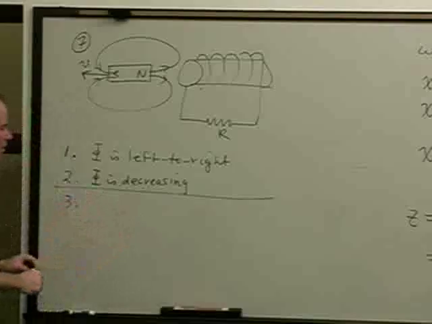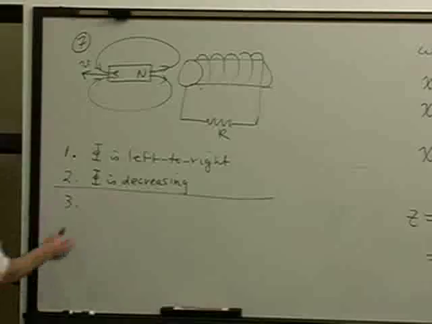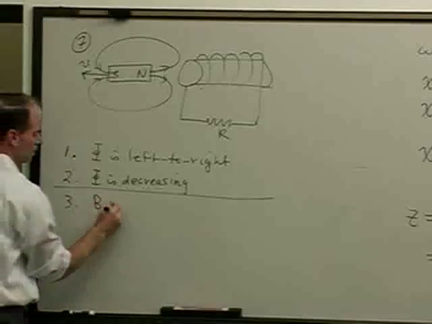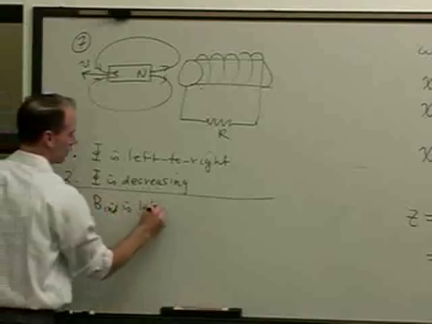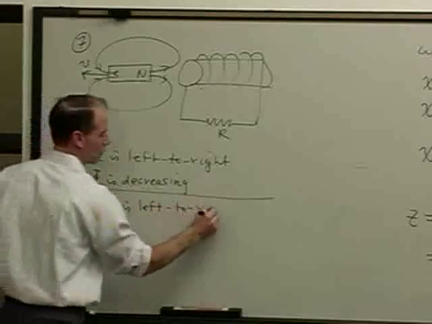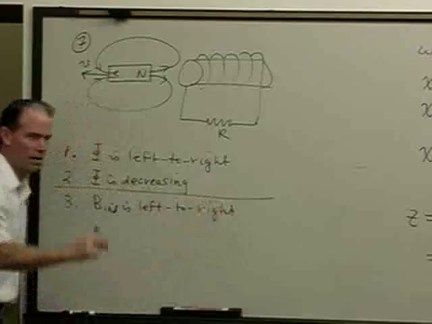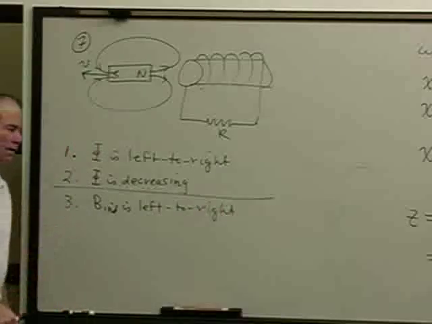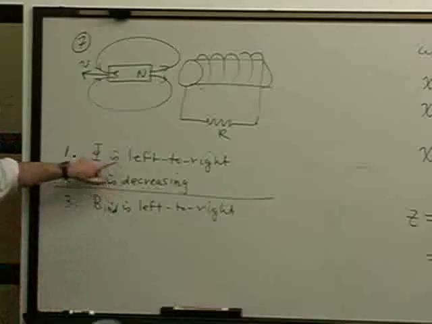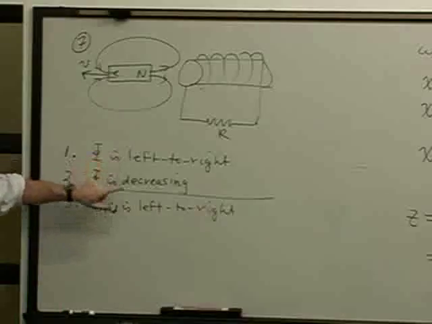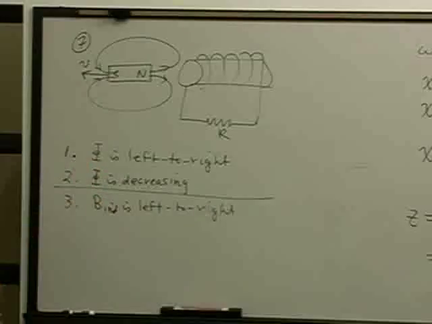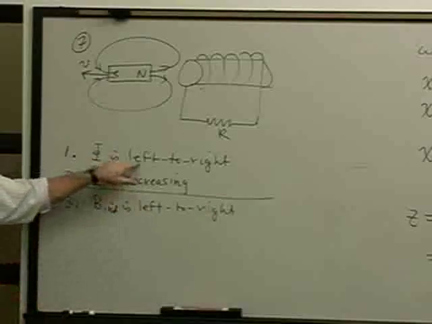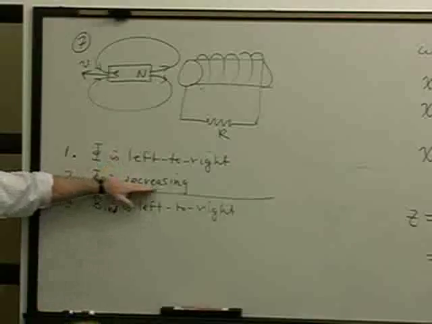So, question 3 is, what is the direction of the induced flux, the induced field? And we'll say that B induced is left to right. It'll be like that, to the right. Your answer to this will always be the same as your answer to 1 if your answer to 2 is decreasing. If you say decreasing here, this will be the same as this. If you say increasing here, this will be exactly opposite of this.